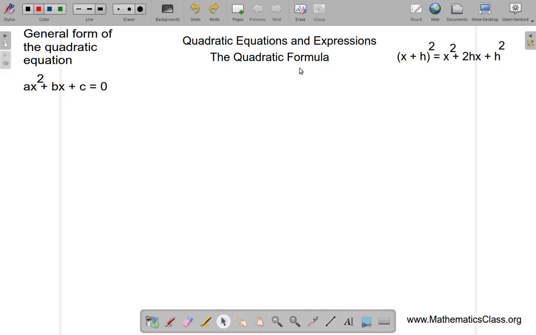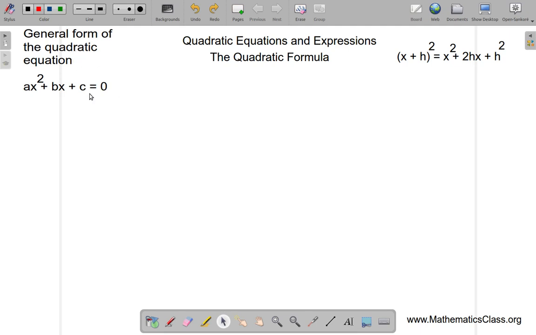We want to look at the quadratic formula. Now, you get the quadratic formula in your formula sheet, for example, in the CSEC Mathematics exam formula sheet. Now, let's just be reminded of a few things.